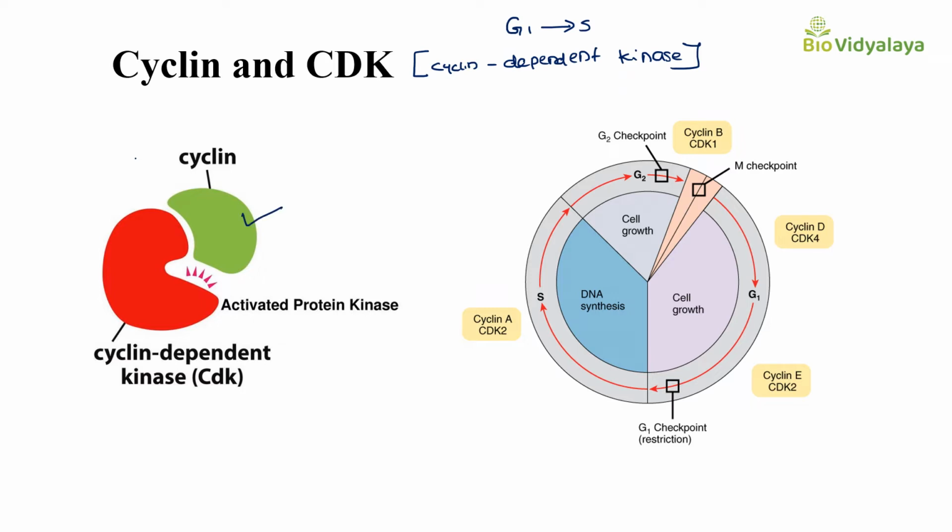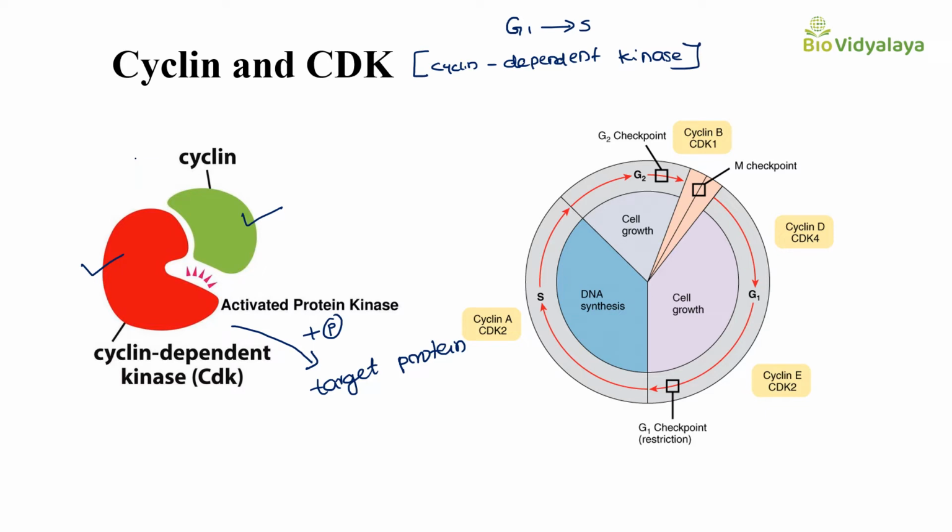The green one is cyclin and the red one is CDK. The binding of cyclin will activate CDK. Now this CDK is active, it can add phosphate groups to the target protein. So CDK becomes active when binding with cyclin. Cyclin is an important regulator of the cell cycle because it undergoes synthesis and degradation in each stage of the cell cycle.